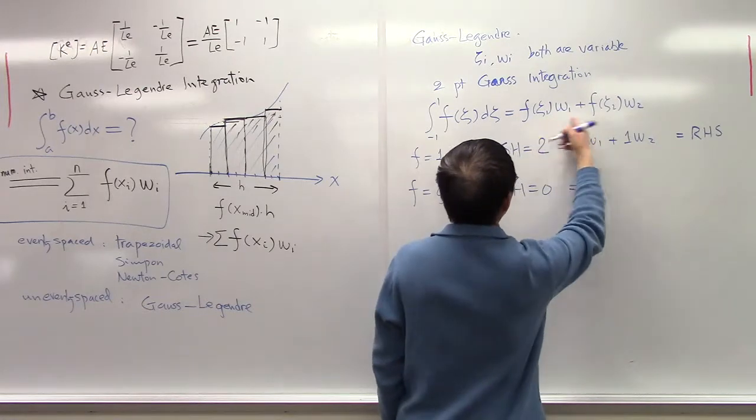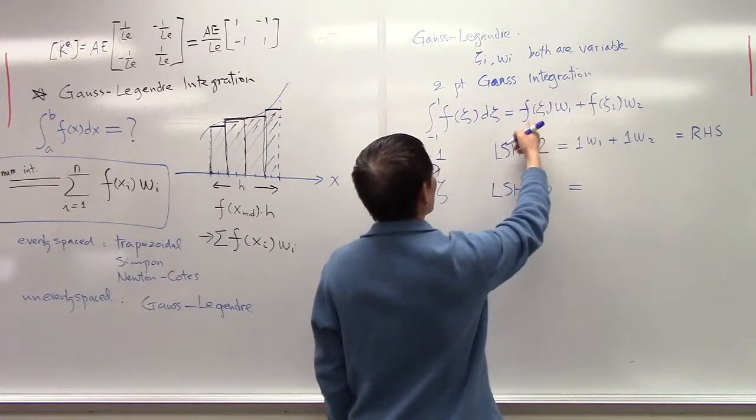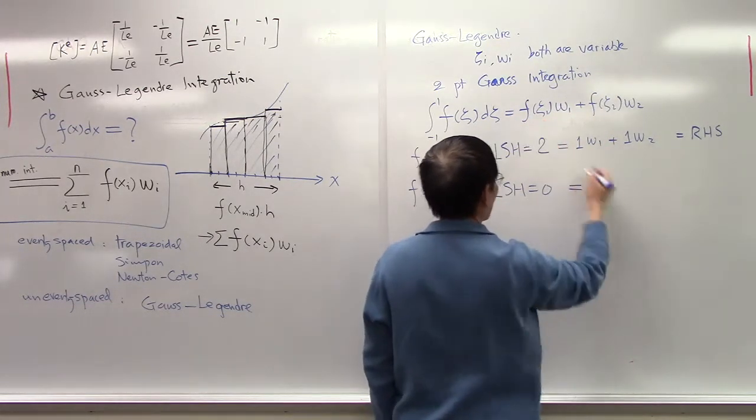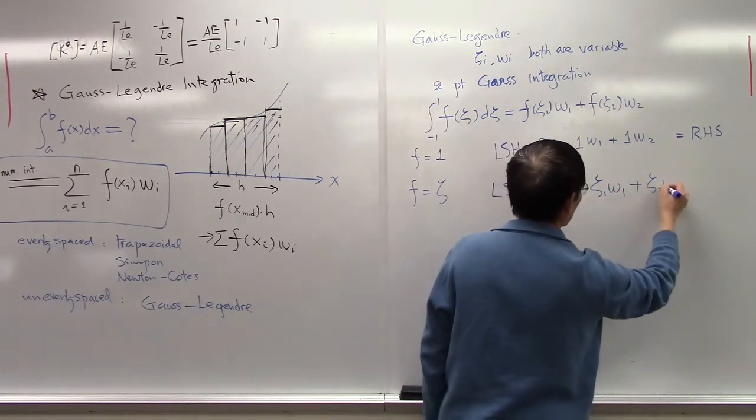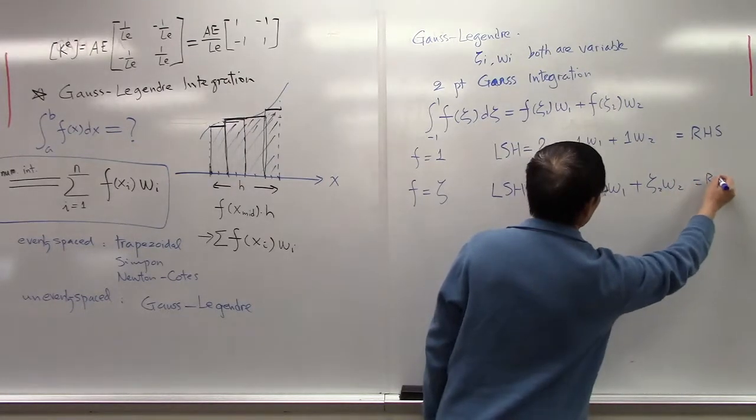The right-hand side is what? This is equal to theta, and theta 1 at that location is equal to theta 1, W1, plus theta 2, W2. That's the right-hand side.